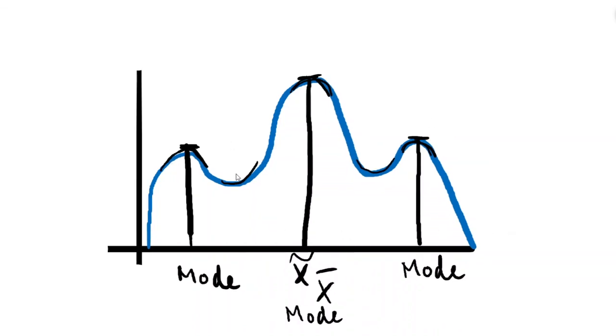And when we have it like this, that we have more than one mode, that is called multimodal. And the same when we just have one, it is called unimodal. So that was some explanation about central tendencies and how we can compare them in different scenarios.